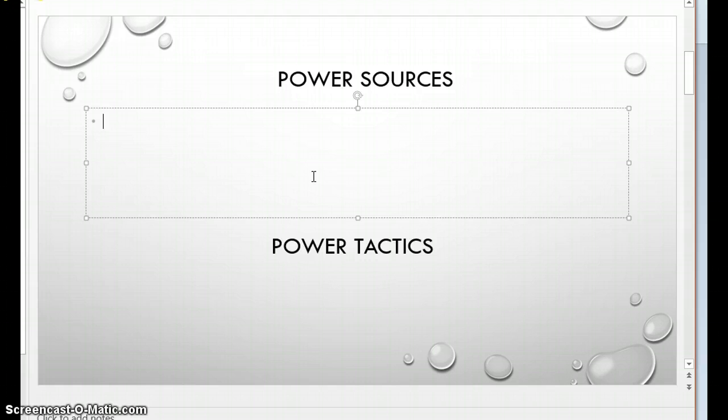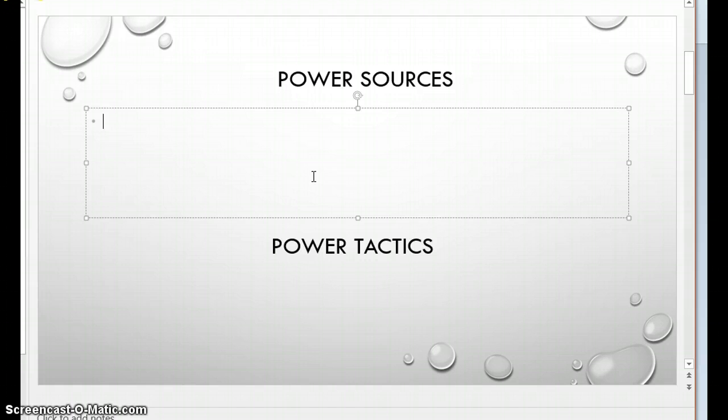Power tactics are the actual ways that you go about using your power. You choose which tactics you will use to handle the power that you have over others. So here we're talking about specific behaviors. And at the bottom of page 351, and then it continues on page 352, we have some typical power tactics.